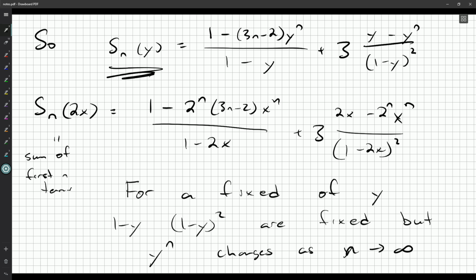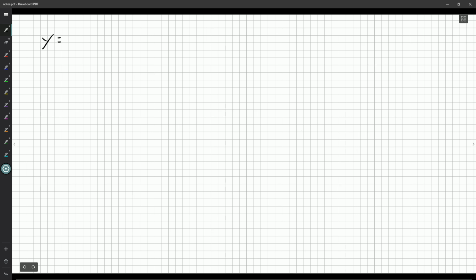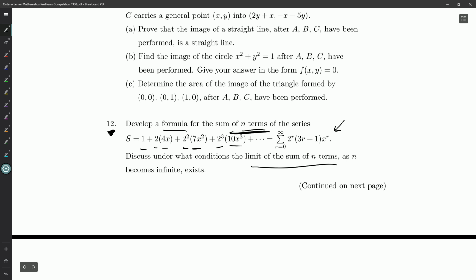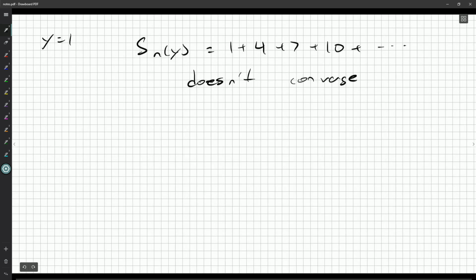So depending on y, if y is 1, it sort of stays constant, and actually what you get, S_n of y, is going to be 1 plus 4 plus 7 plus 10 plus, so this clearly doesn't converge. They do want me to talk about convergence, right? Under what conditions the limit actually exists.